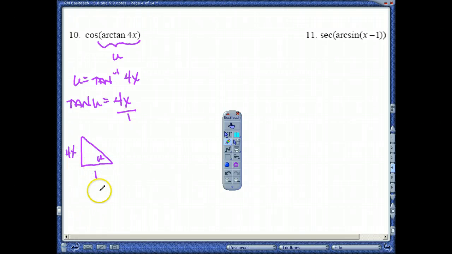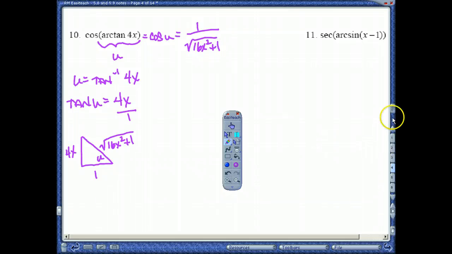My adjacent side is 1. So that means this side is going to be the square root of 16x squared plus 1. Remember, everything inside is u, so we're actually just finding the cosine of u, which would be 1 divided by the square root of 16x squared plus 1. Okay, so 11, give that a try. I'll give you the answer in class.